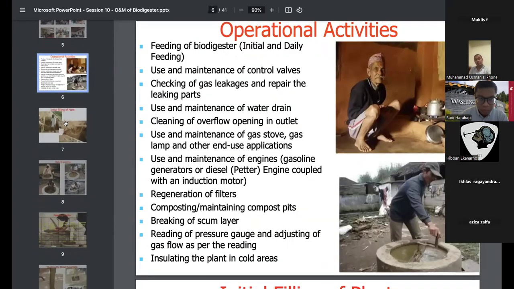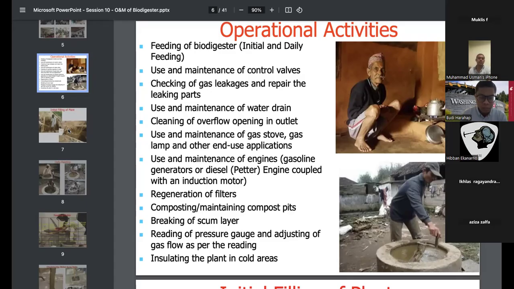During that project, we saw the common mistakes that are being made in developing countries. First of all, the feeding of the digester after construction. Even if an expert mason has constructed the biogas plant and it's working very well, if the feeding of the digester is not good, it will fail soon. Similarly, use and maintenance of control valves. Some of the biogas plants fail due to this. Checking for leakage: leakage is not being checked in most biogas plants.